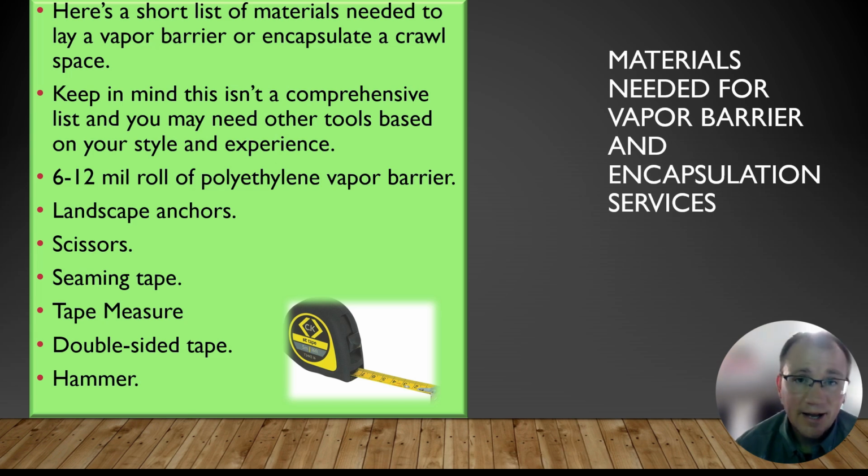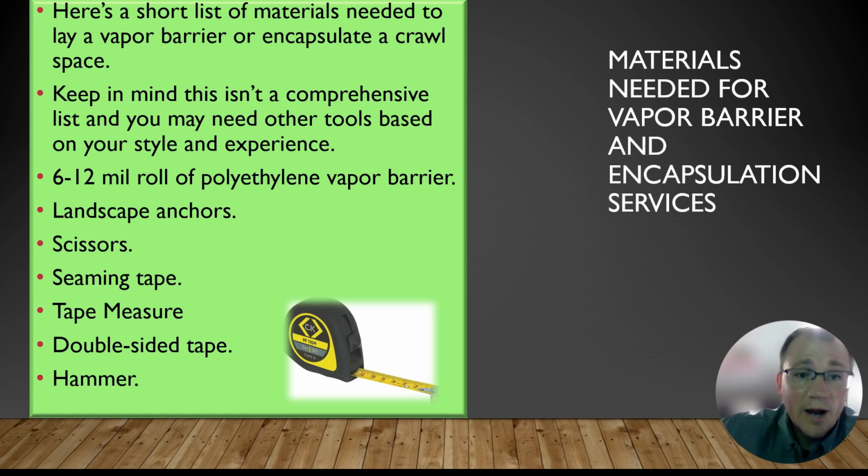So obviously you got to have what we call in the industry the plastic itself. You're going to need landscape anchors. When you roll out a section of the vapor barrier, you're going to take these and hammer them down so that the barrier doesn't move when you crawl across it or walk across it doing other layers. You need things like scissors.